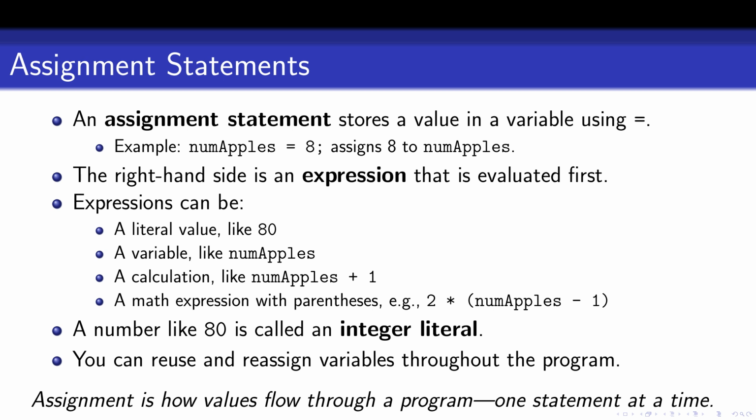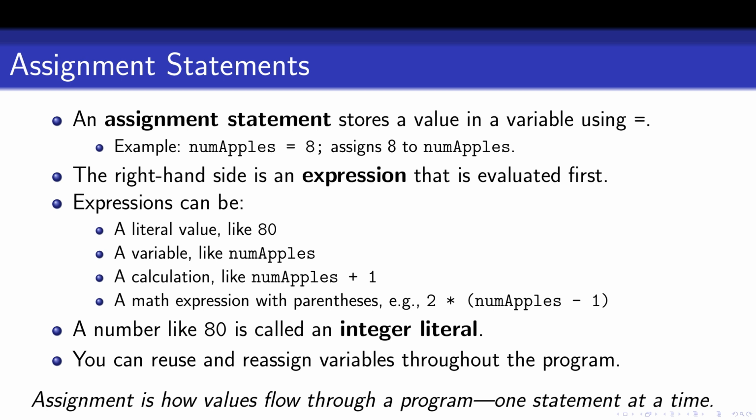Assignment statements are how we store values into variables once they've been declared. The syntax uses the equals operator, with the variable on the left and an expression on the right. For example, numApples = 8 assigns the value 8 to the variable numApples. The right-hand side is always evaluated first, then the result is stored into the variable.